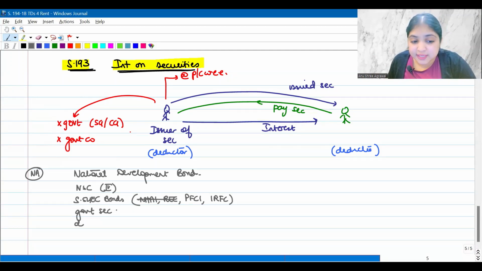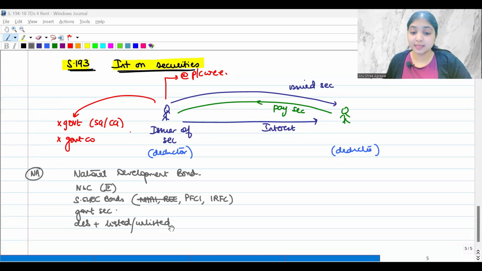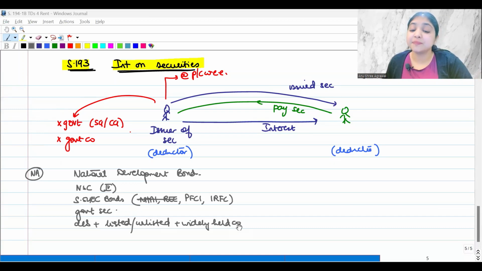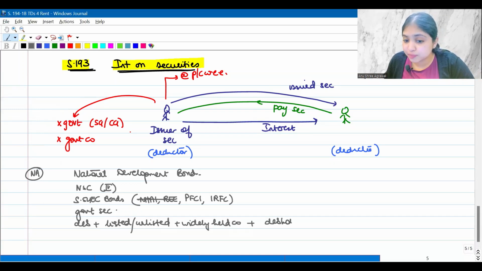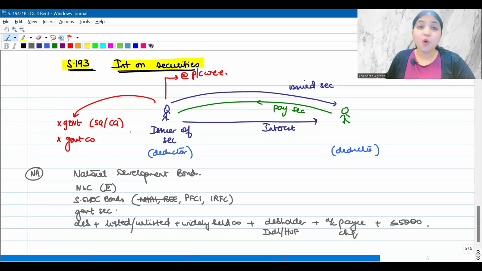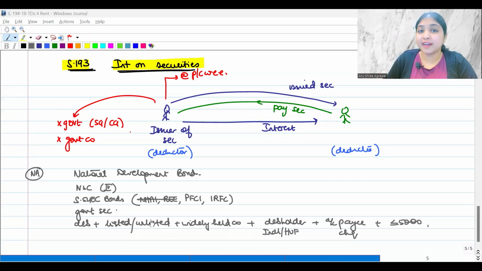Then the next point: if the securities happen to be debentures, these debentures may either be listed debentures or unlisted debentures, and these debentures are issued by a widely held company. You know what a widely held company is? A company in which the public is interested. The debenture holder happens to be either an individual or a HUF. This debenture interest is being paid by way of account payee cheque only, and the amount of the debenture interest is within 5,000. If all these conditions are fulfilled, then again section 193 will not apply.